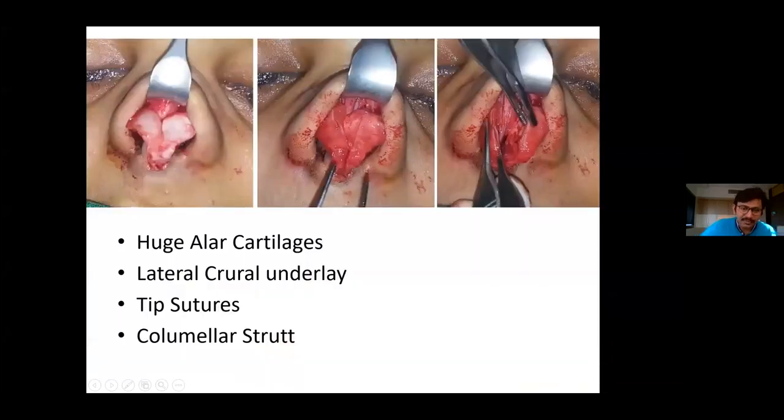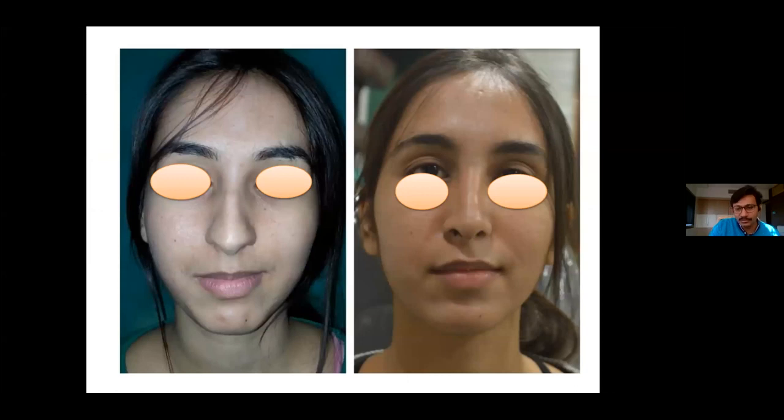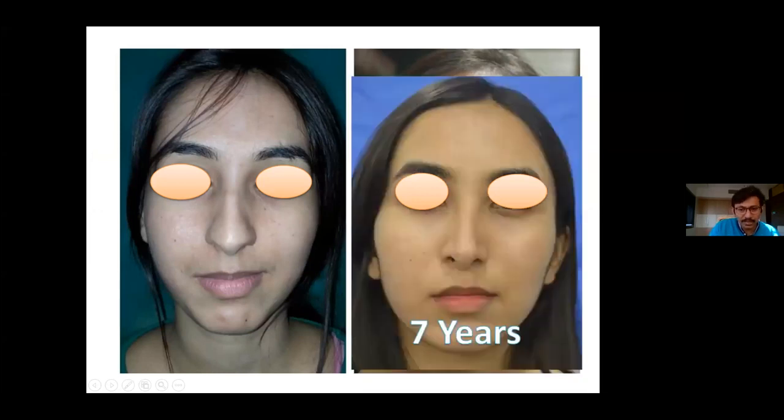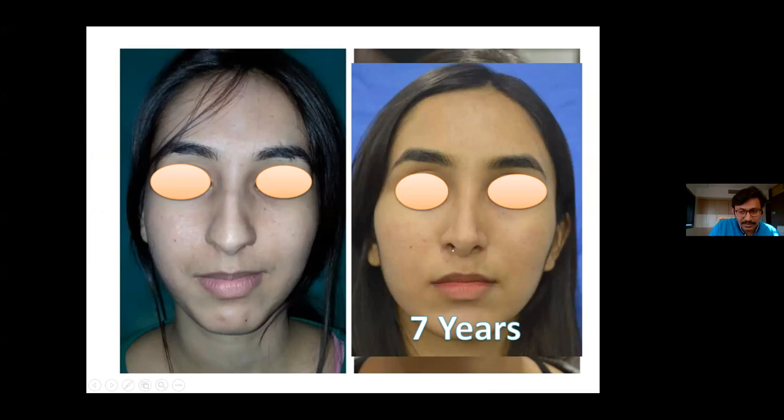Now on opening up, this girl had huge alar cartilages, more than 10 millimeters. As you can see here, no tip defining points. So we reduced the cartilages by lateral crural underlay and the tip sutures. And here she was after the surgery. Good dorsal aesthetic lines. By the tongue and groove technique, I could give her a good columella setback. But you see, after 7 years, this has come back. The columella has come back to its original level, and this is probably because of using absorbable sutures.